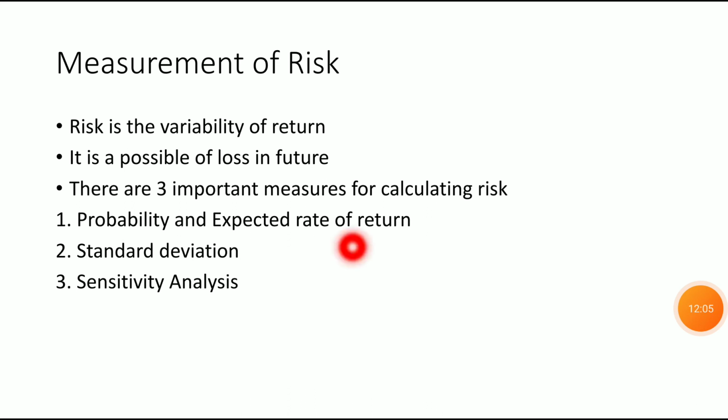So by this we are done with the first measure of calculating risk, that is probability and expected rate of return. In the upcoming videos or in the next class, let's see standard deviation and sensitivity analysis.